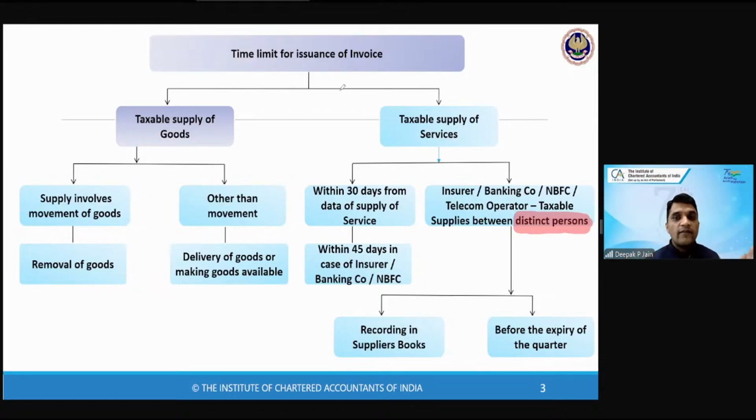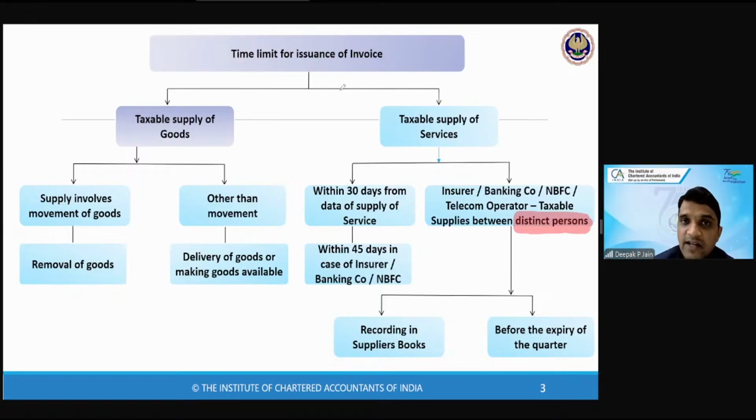Then you do not have to charge GST for a transaction from one branch to another branch. You're all one. You're having one registration. But in a case where you're having a transaction from one branch which is registered and another branch which is separately registered, then it is a distinct person.